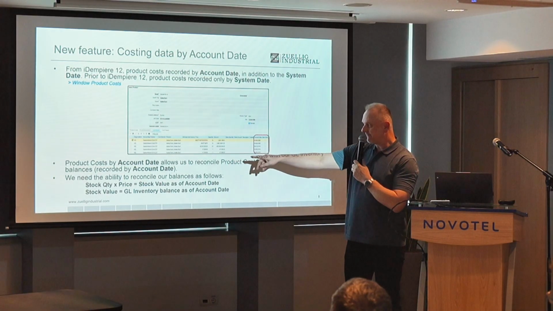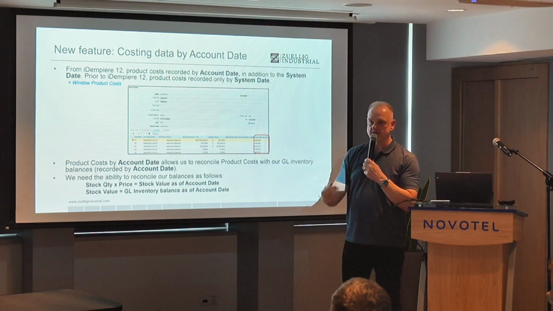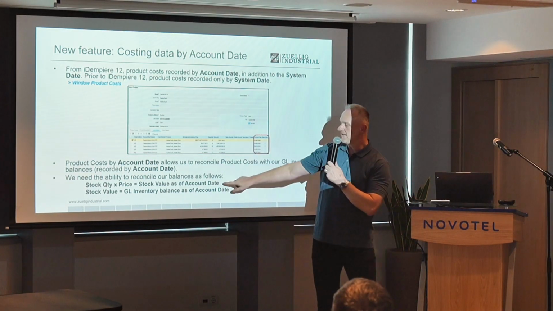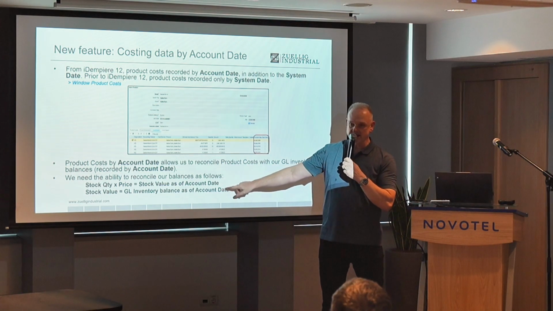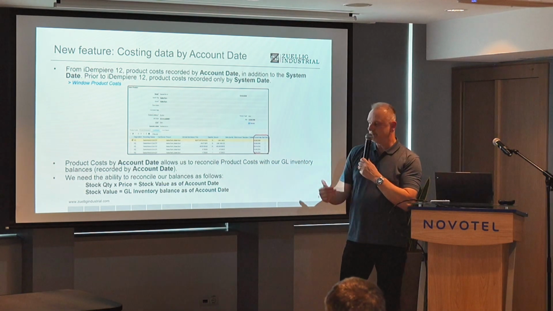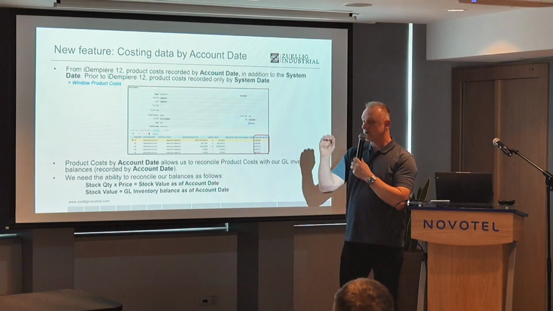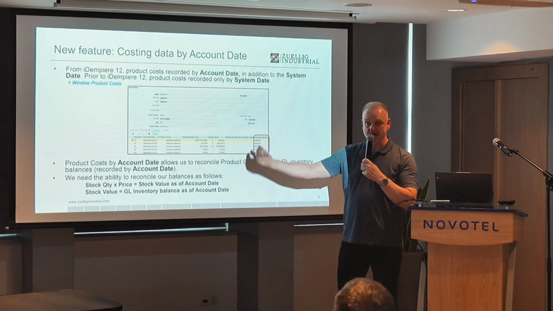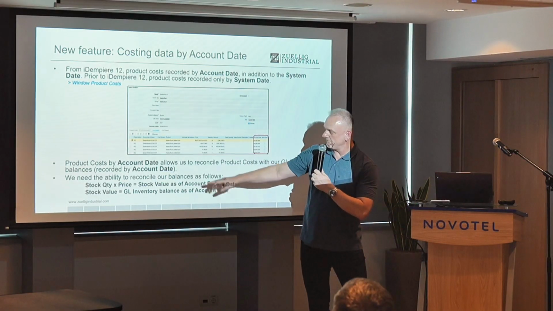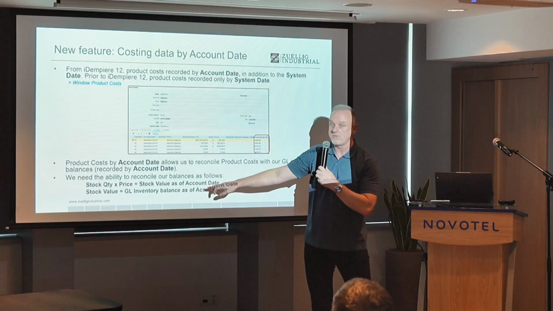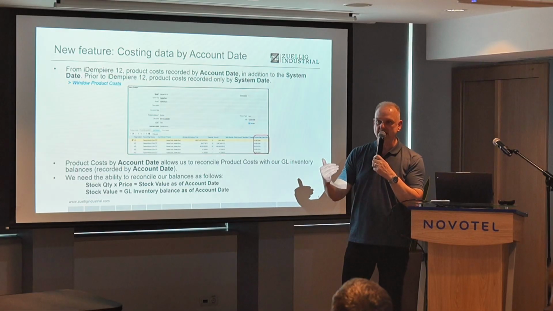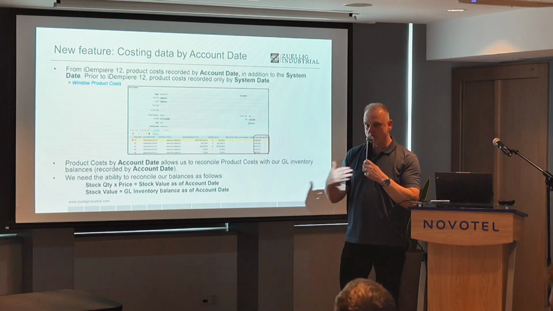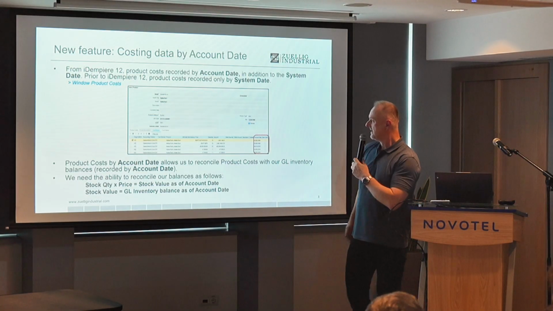And like I mentioned before, the account date allows us to reconcile the costing subledger with our general ledger. And ultimately, I need to be able to do that anytime. I need to be able to take a product, the quantity on stock times the cost, as of an account date, and I should be able to reconcile that with the inventory value of that product in the general ledger, anytime. They always have to match. Yeah?